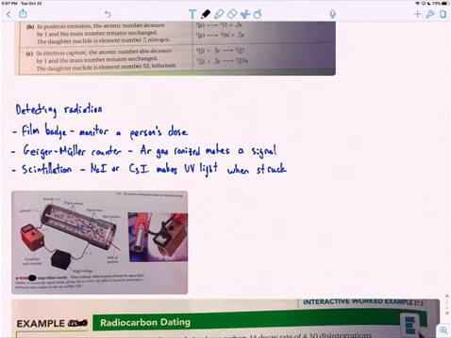Also, if you get trained, which is not that difficult, you're allowed to receive 10 rem. The workers in the Fukushima power plant received 25 rem, which is not that bad. It's not enough to give you radiation sickness, but we'll talk about that later. So the film badge, that's one. That's for the people.